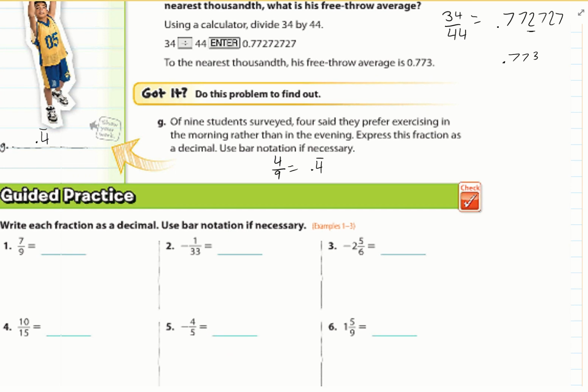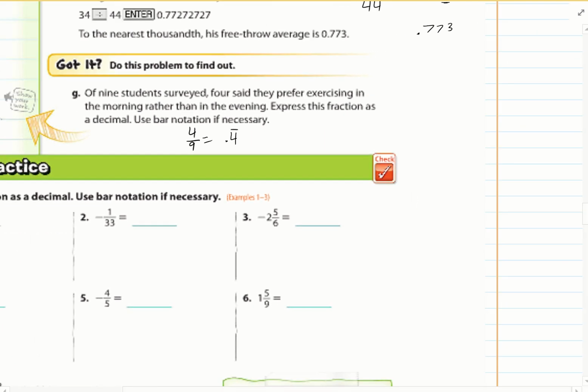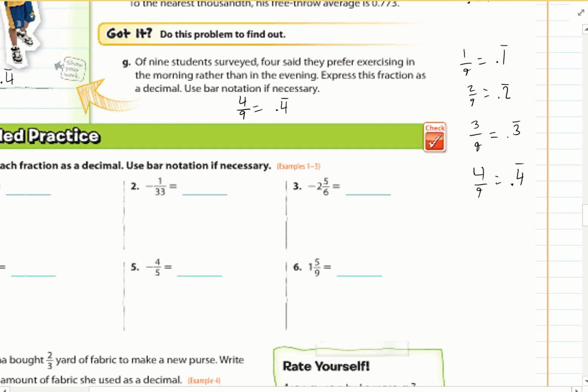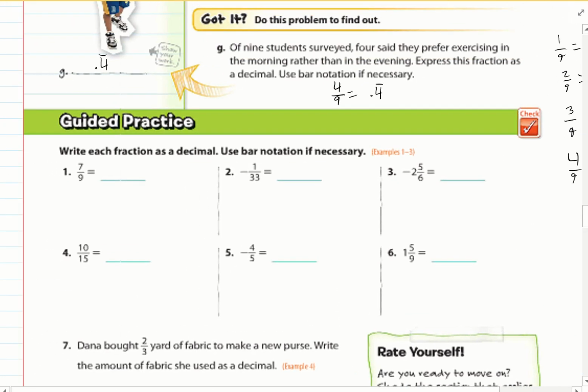So for G, I did teach this shortcut in class. Of 9 students surveyed, 4 preferred exercising in the morning, express this fraction as a decimal. Whenever we have something over 9, it's going to be the same repeating number. This is for numbers 1 through 8. So I know based on this pattern, 4 over 9 is going to equal 0.4 with the bar notation on top. But that is the end of the video, so thank you for watching.